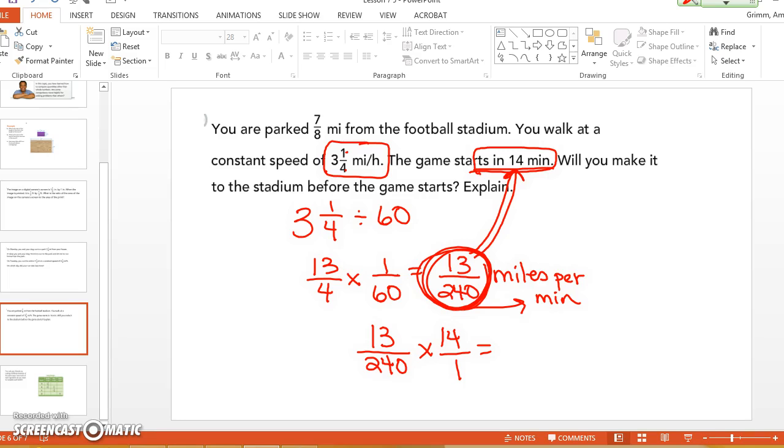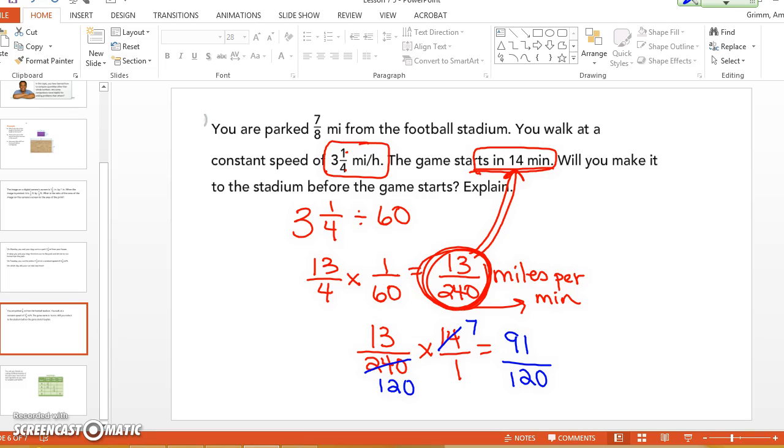Can you cross multiply? No, I don't understand. You can cross reduce, not cross multiply. Sure. So this would be 7, this would be 120. Okay, now multiply. So 120 times 1 is 120. What's 13 times 7? 91. Oh, thank you. Okay, so basically I'm saying, hey, I can walk 91/120. Oh boy. You're like, no.